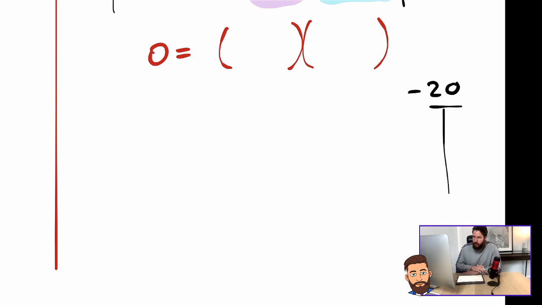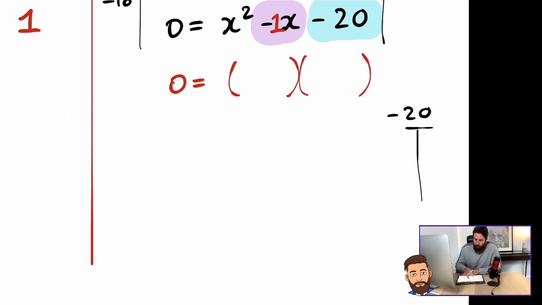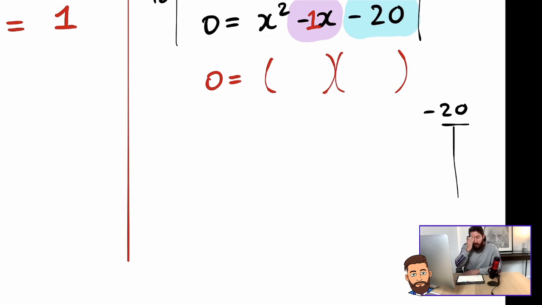What makes minus 20? Well, remember, to make a negative number, you need a positive and a negative. You need a mixture. So we could say we've got minus 1 and 20, because if you multiply those together, you get minus 20. You could have the opposite, so you could have positive 1 and minus 20. So you can always have the reverse. You could have minus 4 and plus 5, or 4 and minus 5.